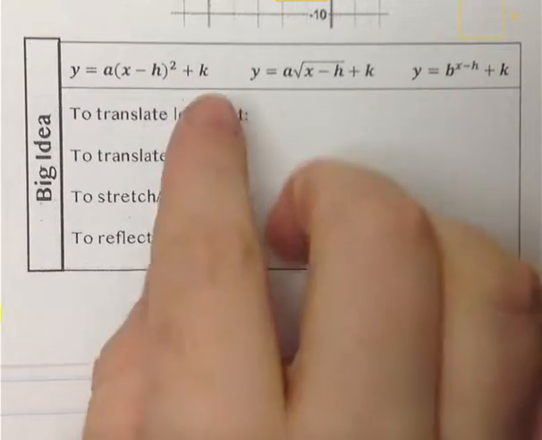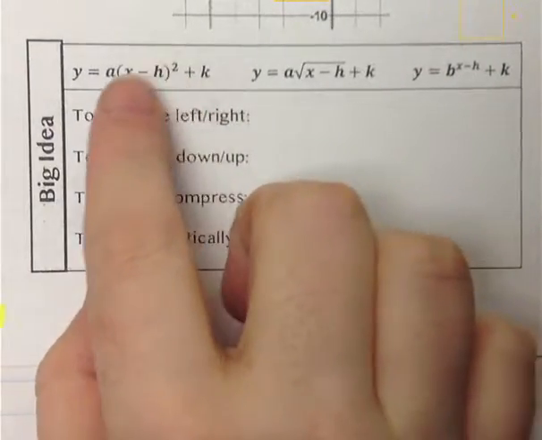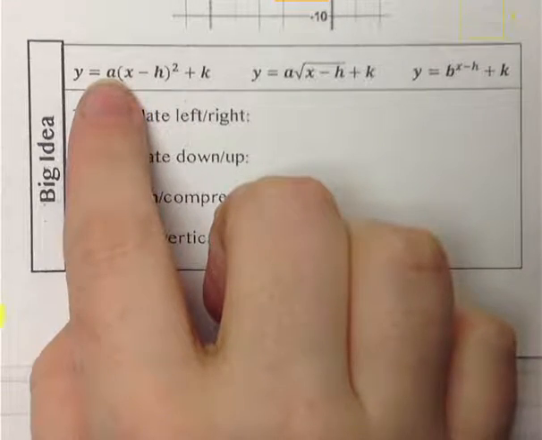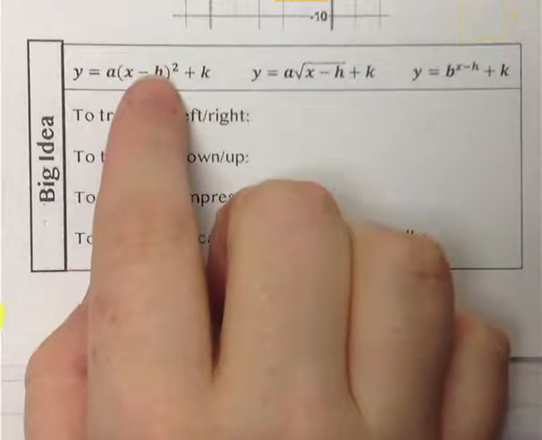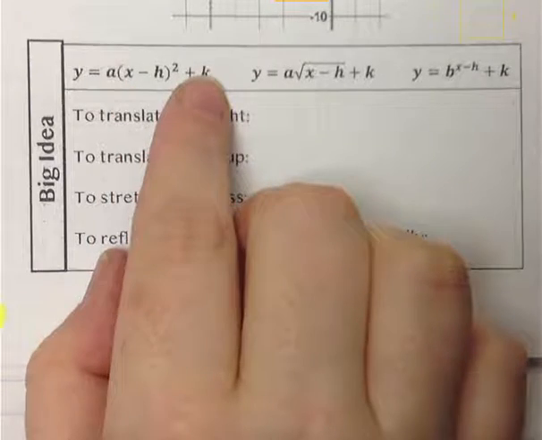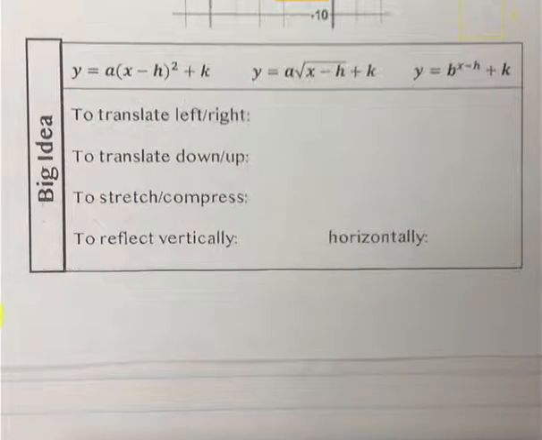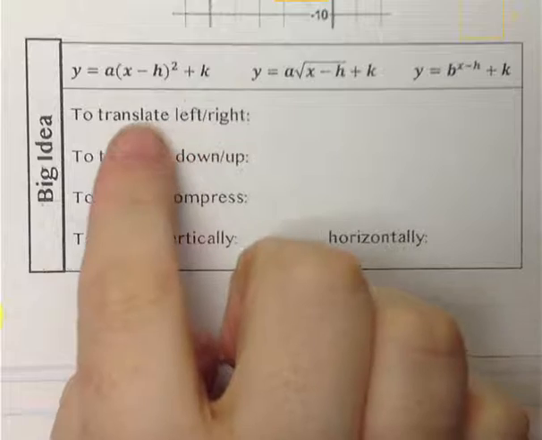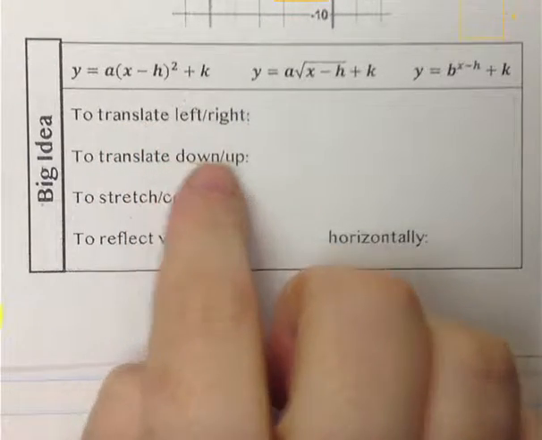The thing about the function notation is it tells you if it is being stretched or compressed vertically, moved left or right, and moved up and down. So when you are doing any type of function, if it is in the correct notation, you can determine the transformations without looking at a graph. So the big idea is we want to be able to translate left and right and down and up.